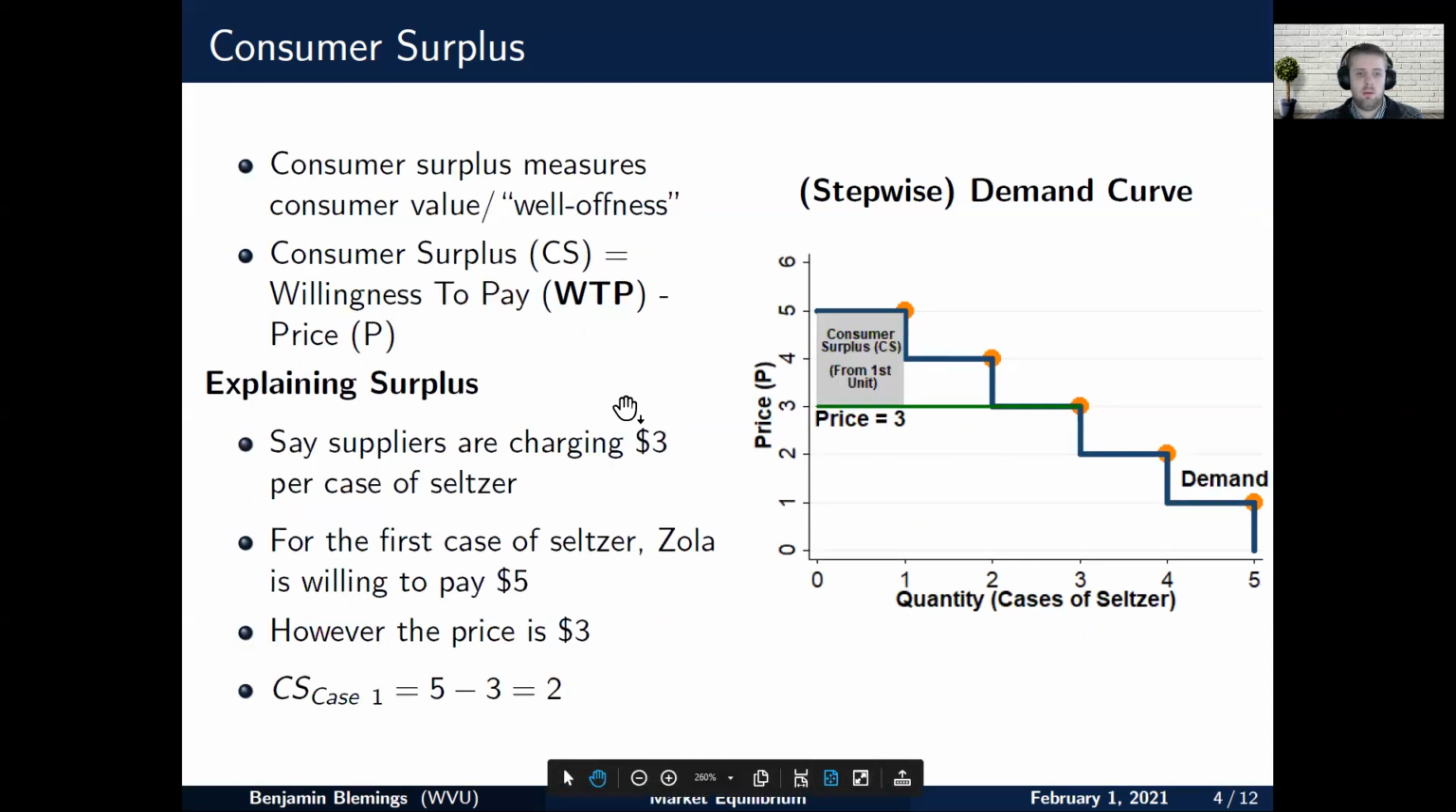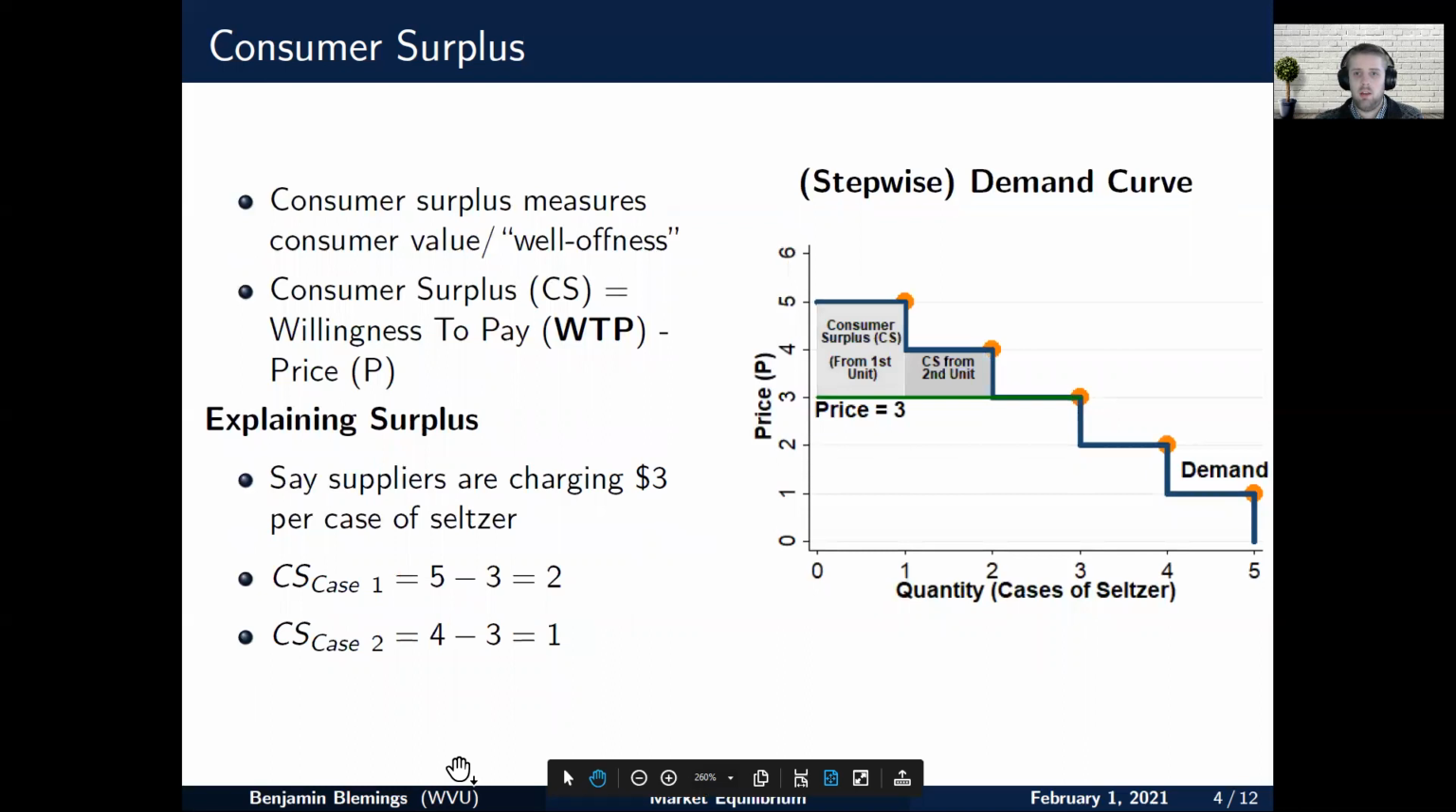So the price is $3, and so actually for one, if the price were 5, Zola would be willing to buy 1 case of seltzer. And so from this first case of seltzer, Zola gets it for $3, but she would be willing to pay up to 5. And so, willing to pay 5, price 3, consumer surplus from the first unit of seltzer is 2. All right. From the second unit now, they would be willing to pay $4 for the case of seltzer, and they only have to pay 3, so their consumer surplus is 1 in the second unit of seltzer. And so what we can say is that their total consumer surplus from these units of seltzer is $3.